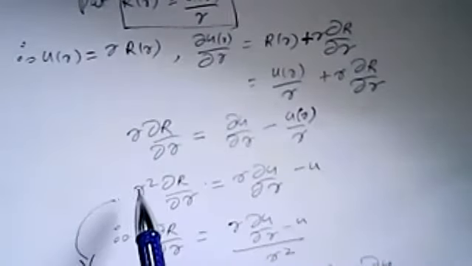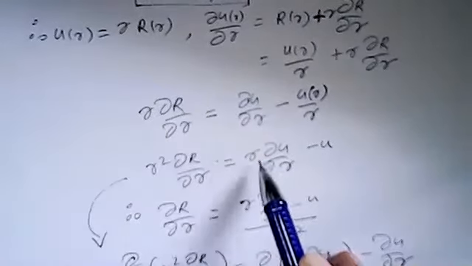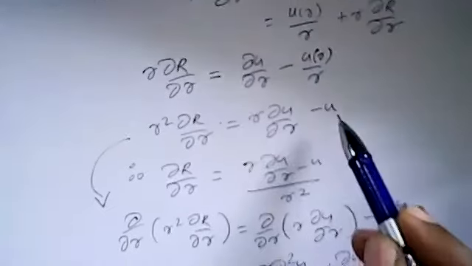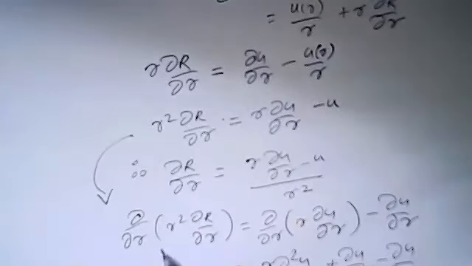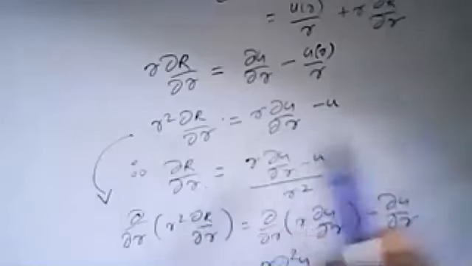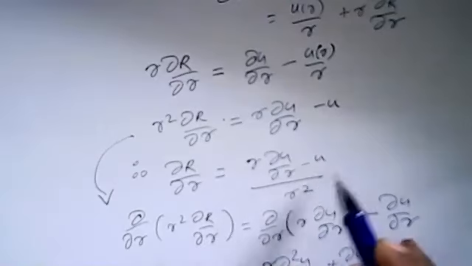Now you multiply with an r throughout. So here it becomes r square, here r comes, here r cancels. Or you can divide throughout by r square, and you can write this equation. Dou capital R by dou r is this one.